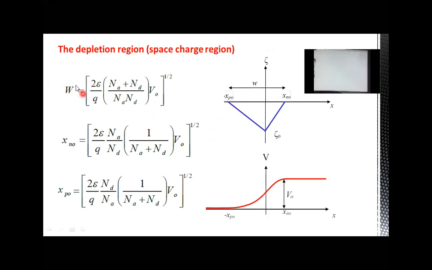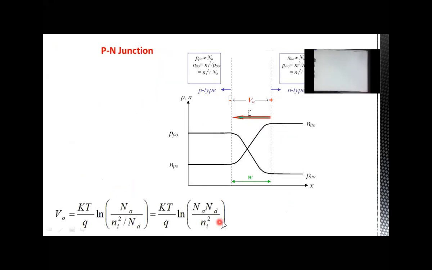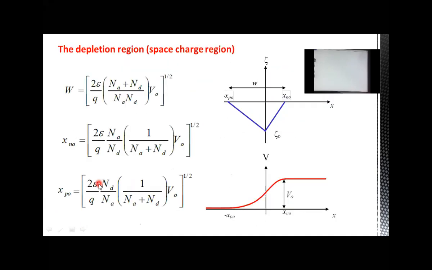In these equations, W is equal to the square root of 2 epsilon over Q, where epsilon is called the permittivity. I believe you already dealt with the permittivity in your physics course. So epsilon is equal to epsilon naught times epsilon r, the absolute permittivity of air times the relative permittivity. Of course, this will be given. Na plus Nd over Na times Nd, times V naught. Already we have a relation for the V naught, if you remember. And of course, this W relation will be given.